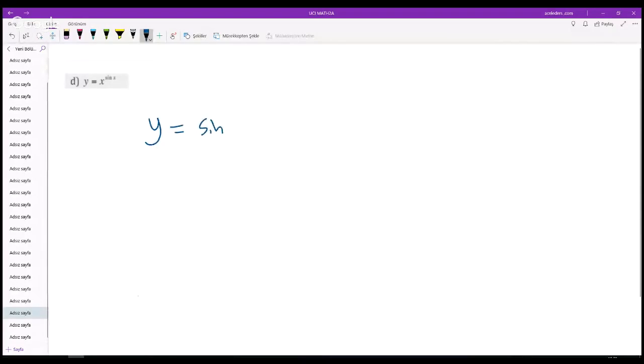So we have y equals an exponential function. We have y equals x to the power sine x, and we need to find dy over dx. So what are we going to do? We have x to the power sine x, with x both in the base and in the power. What would you suggest?